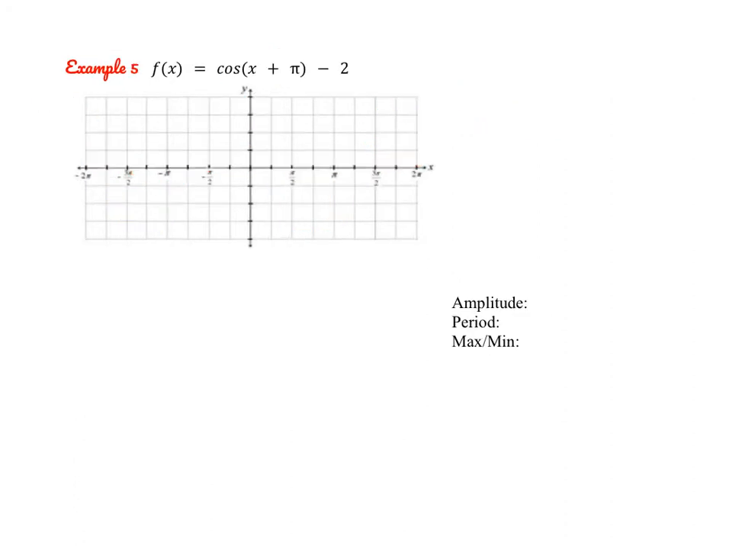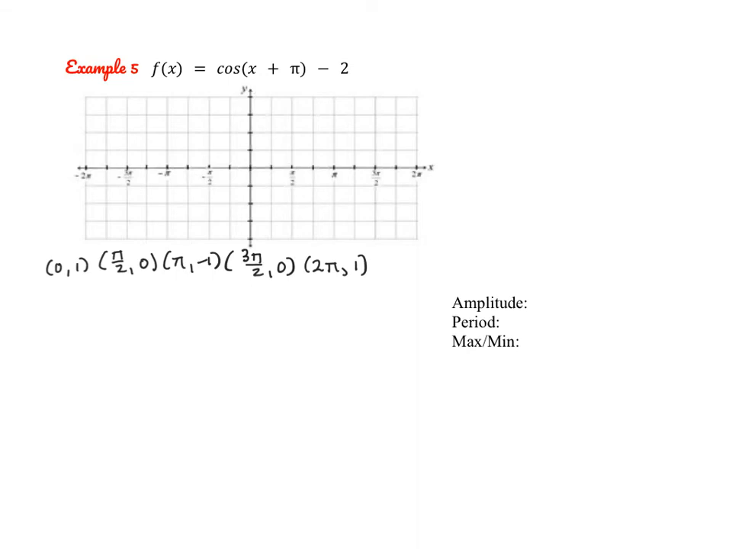Okay, let's do one more together. So here we have our cosine function. So let's start with our 5 key points for cosine: 0, 1; pi over 2, 0; pi, negative 1; 3 pi over 2, 0; and then 2 pi, 1.